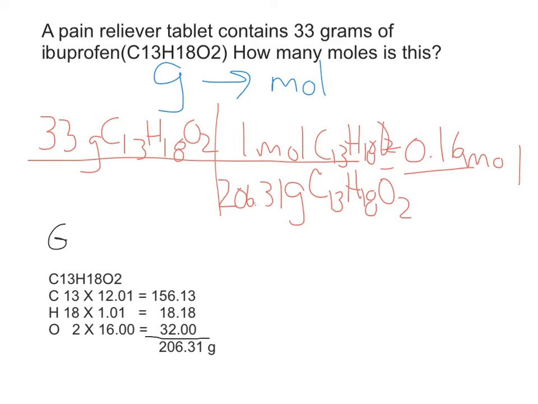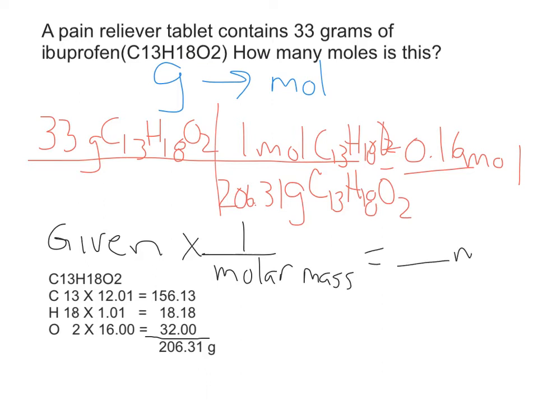Alright, let's reflect and see what we did. So we took the given and we multiplied it by 1 over the molar mass so that the grams would cancel out, and we changed our answer to moles. So that's the pattern that we're looking at.